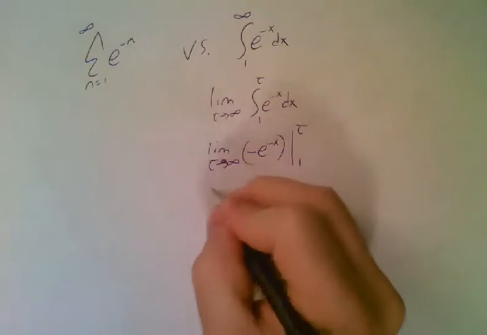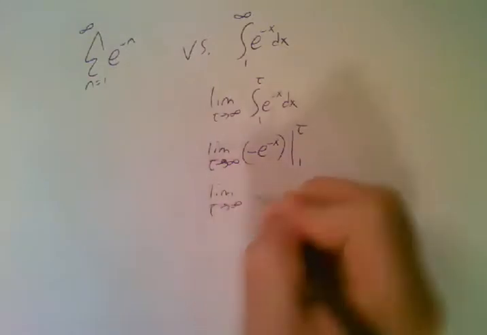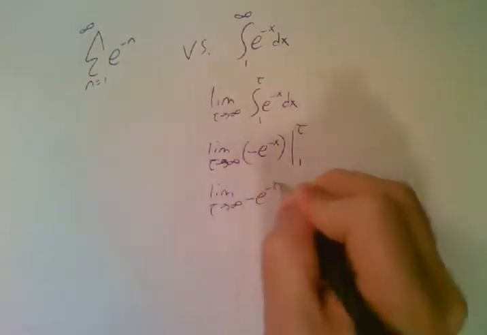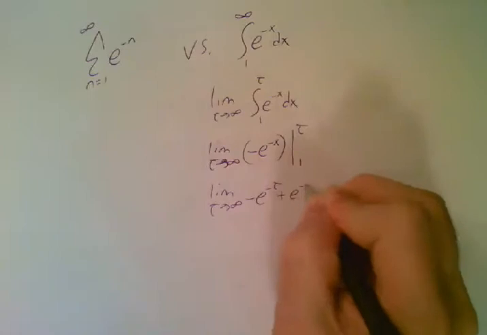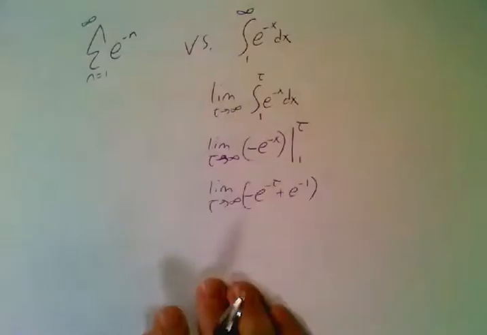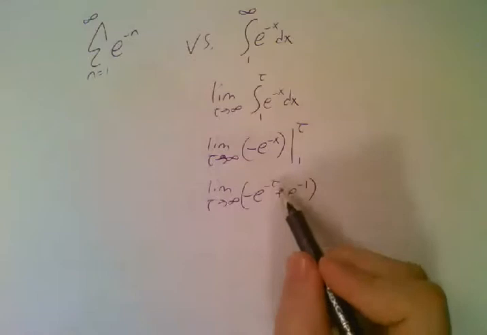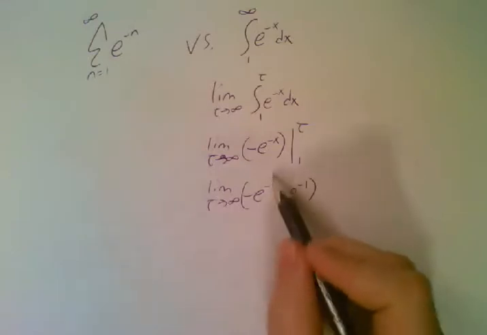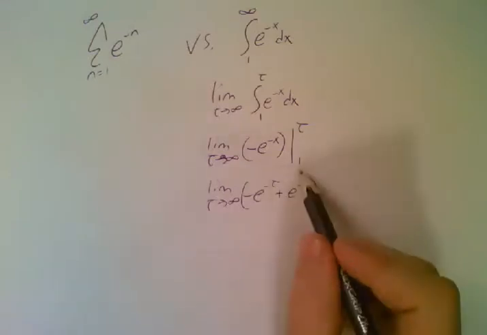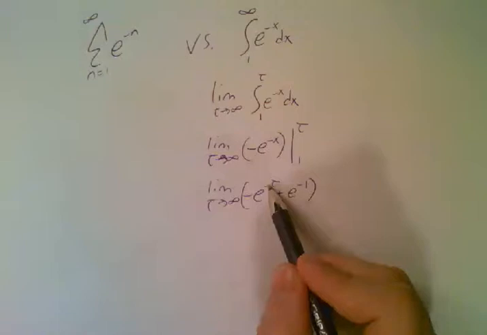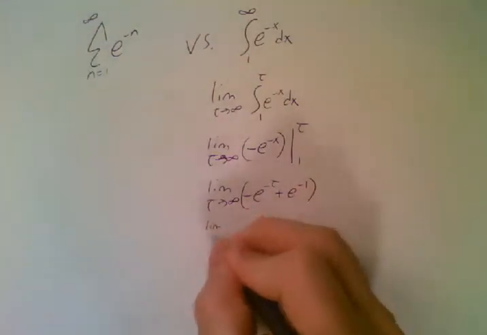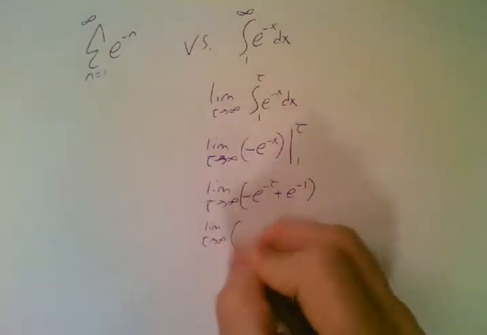Okay, so this is going to be the limit as t goes to infinity of negative e to the negative t plus e to the negative 1. Okay, so as t goes to infinity, at first glance you look at that and you're like, oh, e has a power with a t in it, so this must be going to infinity also. But this is to the negative t. So really, if I take one more step here, it might be more obvious.